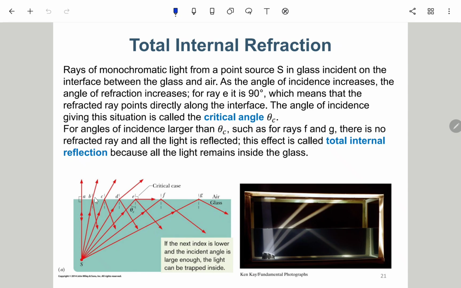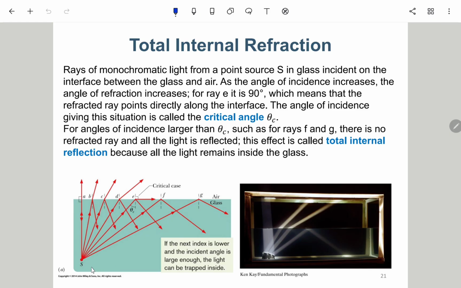Otherwise, if this incident angle is not large enough, let's say for this one A, B, C, or D, then part of the light will go through, and part of it will be reflected. It doesn't mean that half of it goes through and half reflects. It actually depends on the angle. I will not talk about this detail here, but you can simply understand it as part of it goes through, part of it reflects.